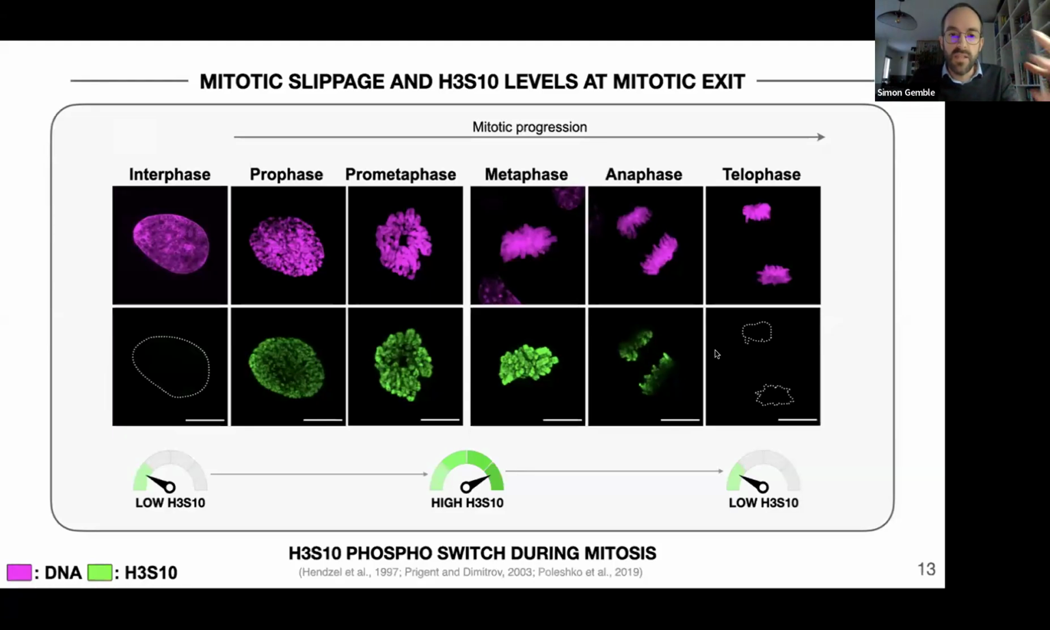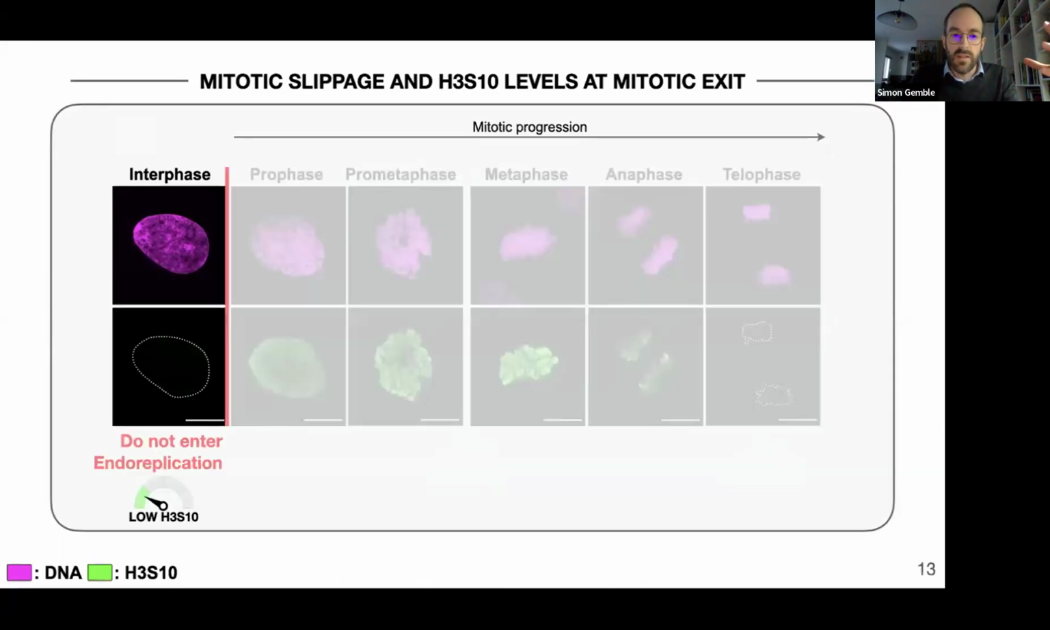And when we were thinking about non-canonical cell cycles, we realized a very interesting thing. So first, when we induce endoreplication, cells do not enter mitosis. So they always have low levels of serine 10 phosphorylation.